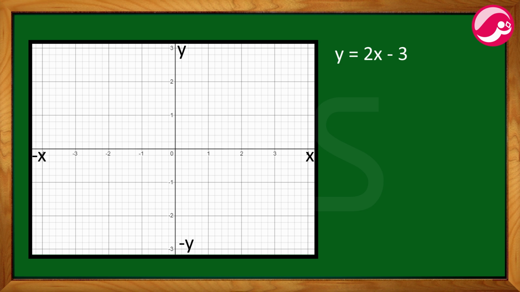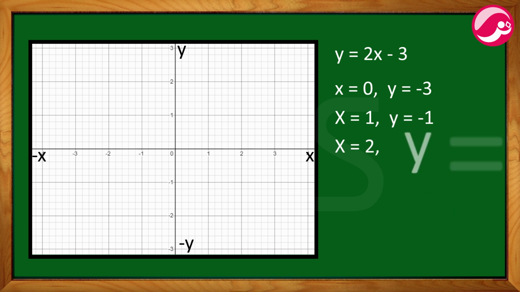We should make a table to write the x values and corresponding unique y values for each x. When x is equal to 0, y is equal to minus 3; x is equal to 1, y is equal to minus 1; x is equal to 2, y equal to 1, and so on. Now plot each of these points on a graph and then join these points. You will see a straight line taking shape.